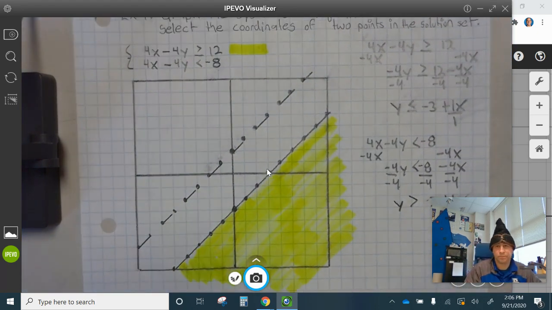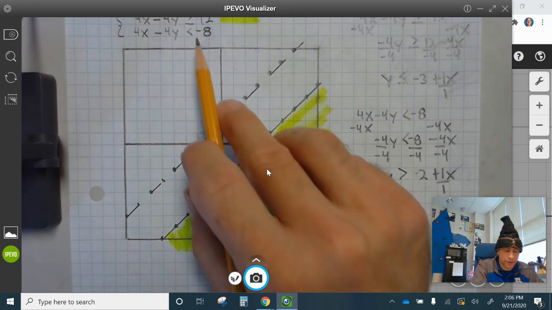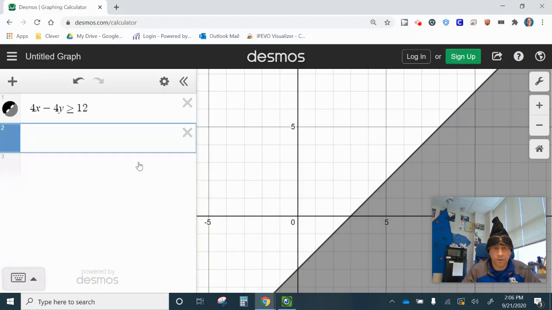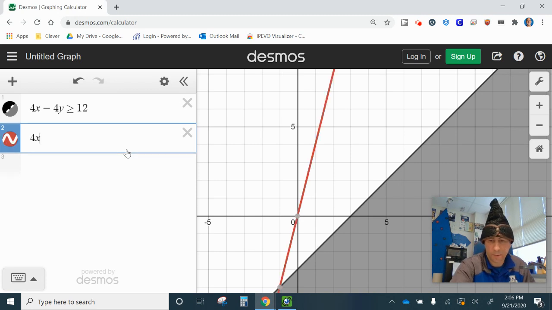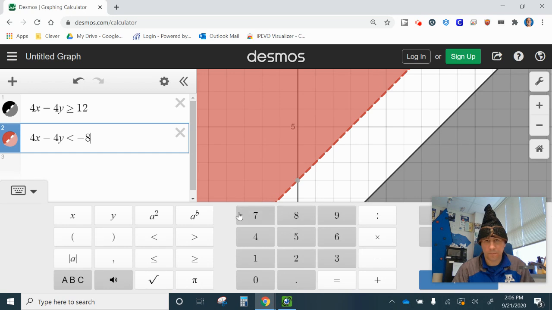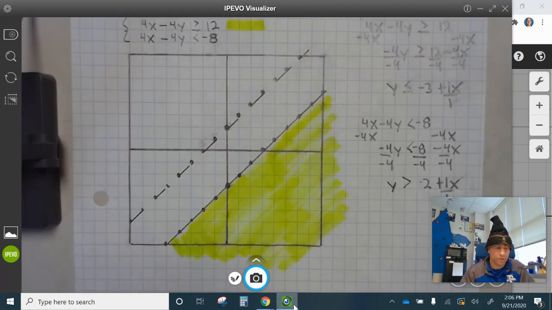Okay. And then it's greater than, so we shade above. But let's go ahead and graph this to verify that, okay? So that's 4x minus 4y less than negative 8. All right, so it verifies we shade above. So let's do that.